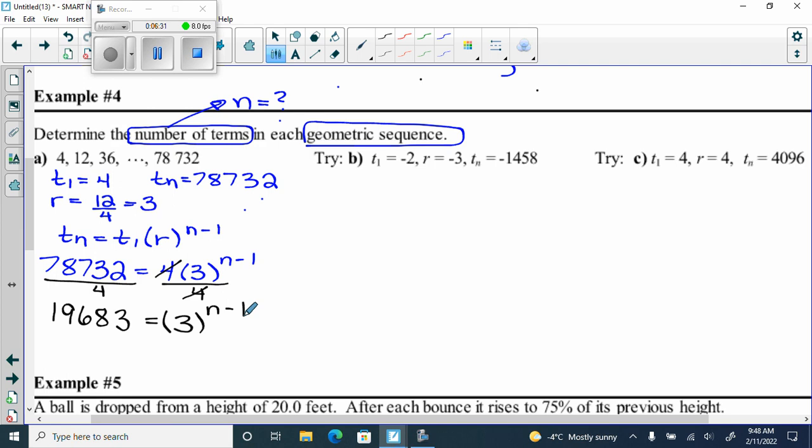Oh, it's 9. That's not it. 3 to the 3. Oh, it's 27. No, that's not it. 3 to the 4 is 81. And you keep going till you get 1,900. That's not true. 19,683. Oh, cool. Right? Got it straight away.